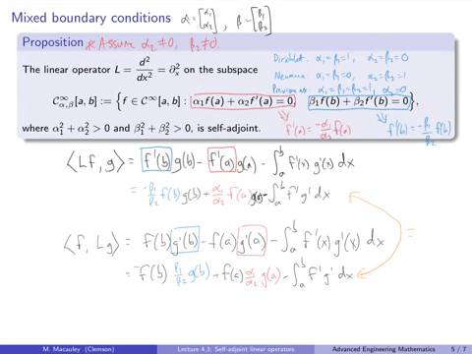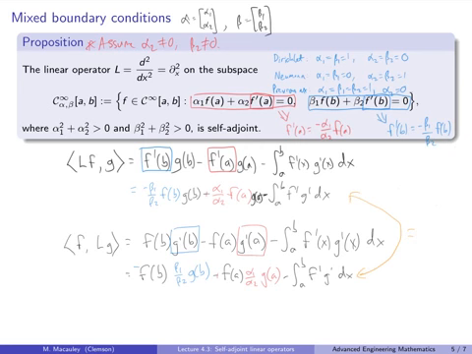Now I made the assumption that alpha 2 and beta 2 were non-zero. With alpha 2 being non-zero, I solved for alpha prime of a, I could divide by that, and then I eliminated f prime of a and g prime of a down here. And in the other one, because beta 2 was non-zero, I could solve for f prime of b, and I eliminated f prime of b and g prime of b.